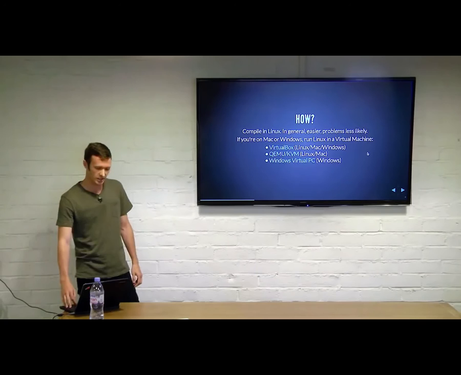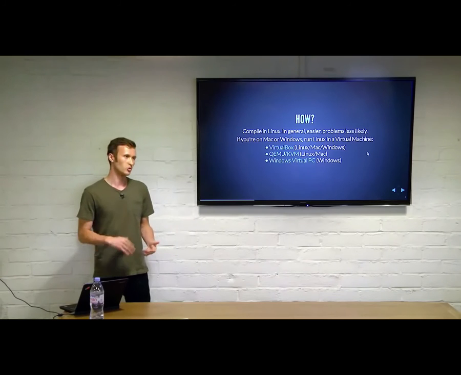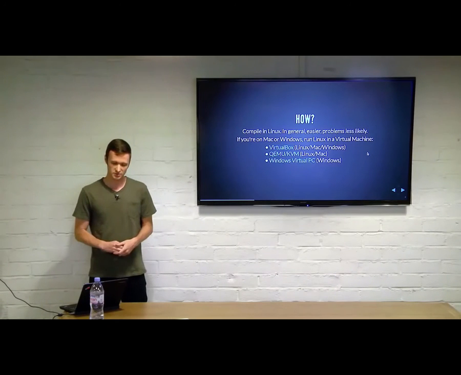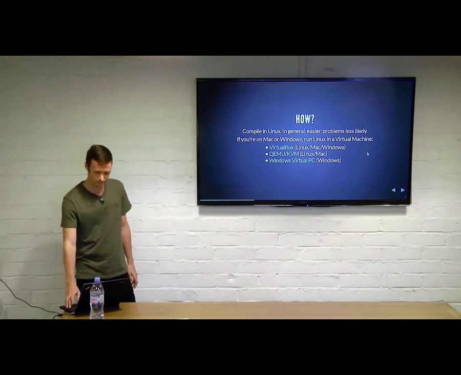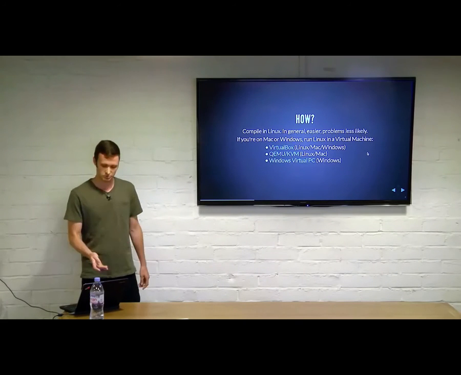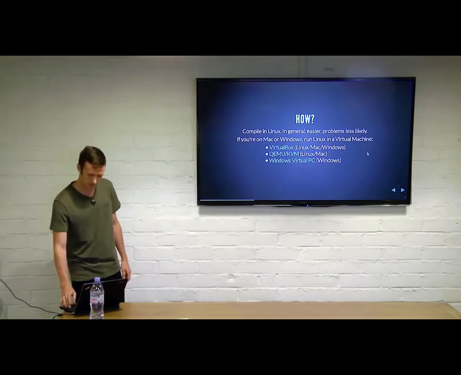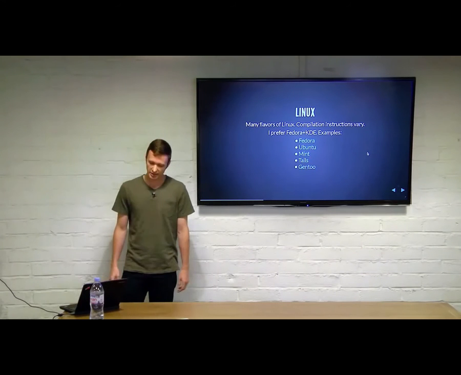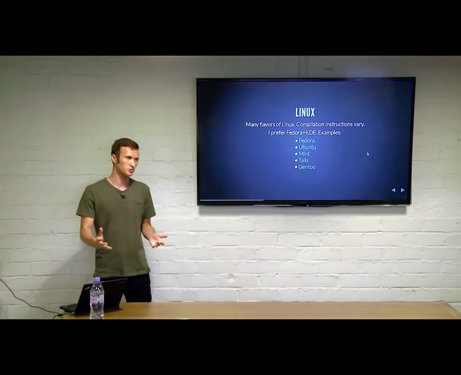So to compile, I recommend compiling in Linux. In general, there's going to be more support for it. There's going to be more questions answered on the internet. And so your problems are less likely. But certainly you can compile on Mac and Windows, whatever you like. If you would like to compile on Linux and you're running on Mac or Windows, I recommend using either VirtualBox or Windows Virtual PC or QEMU. There are many flavors of Linux, and the instructions will vary depending on which flavor you're using. I personally prefer Fedora, so some of these instructions will not work on Ubuntu or other flavors.